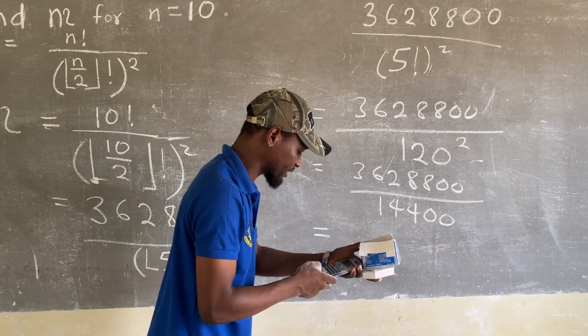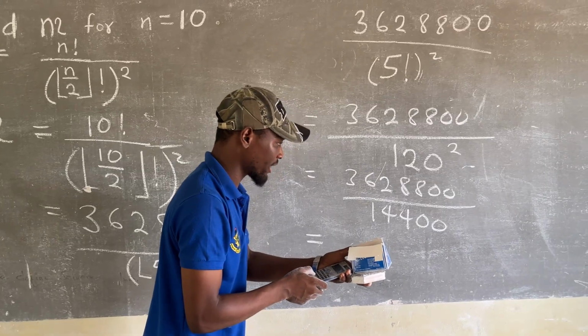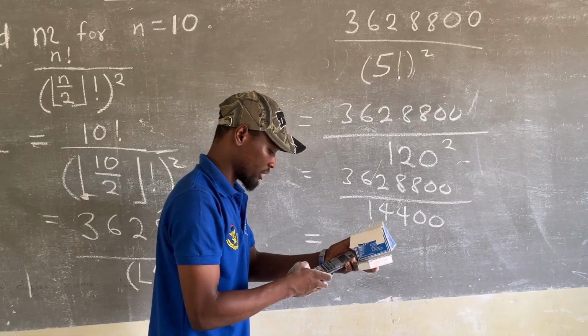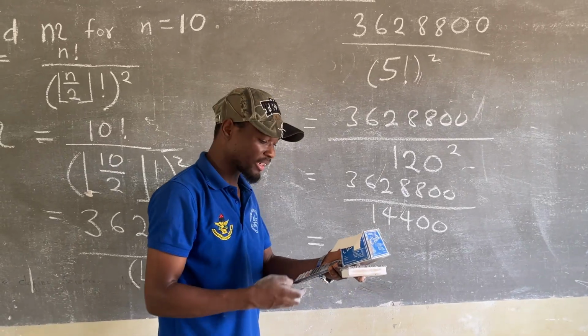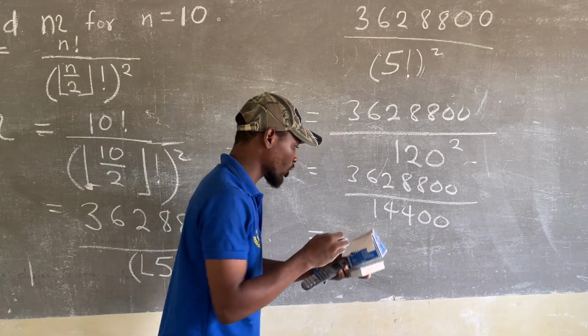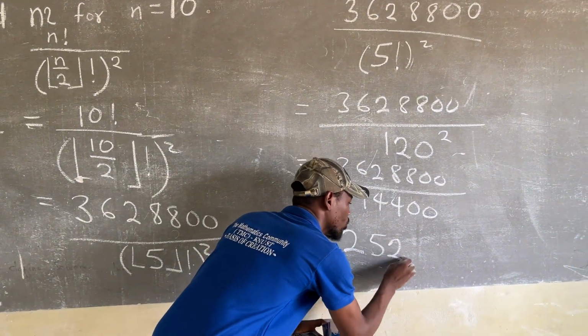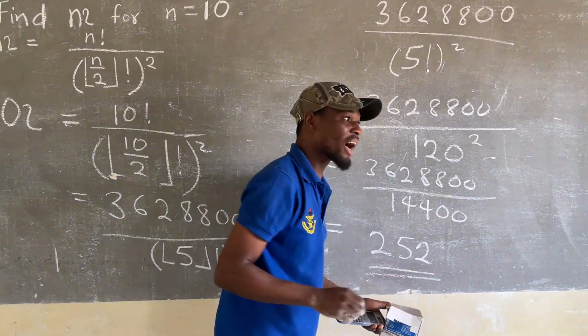And now, my final answer: we have this divided by that. So I have 3628800 over 14400, and this is equal to 252. As simple as that.